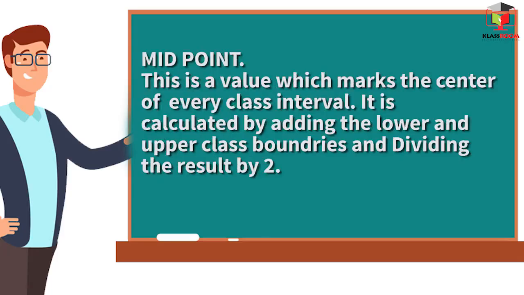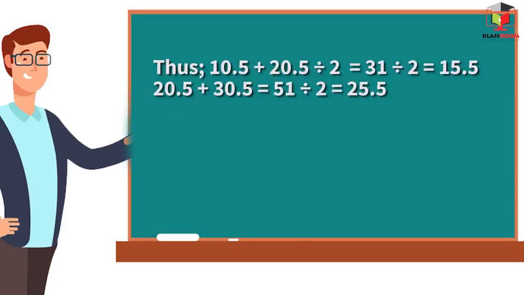Midpoint. This is a value which marks the center of every class interval. It is calculated by adding the lower class boundary and the upper class boundary and dividing the result by 2. Thus, 10.5 plus 20.5 divided by 2 is equal to 31 divided by 2, which is 15.5. 20.5 plus 30.5 equals 51 divided by 2, which is 25.5.